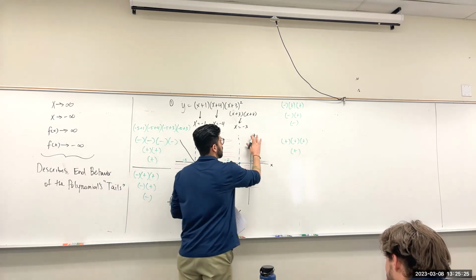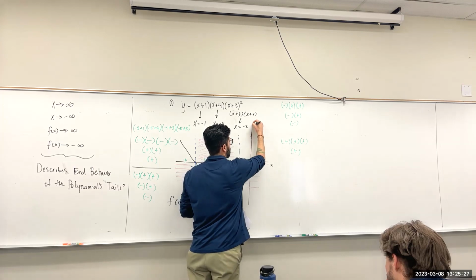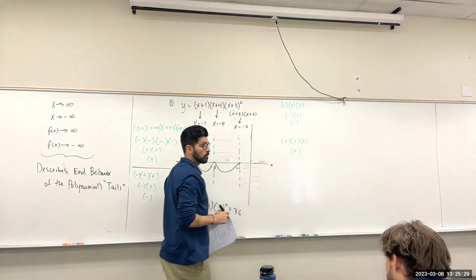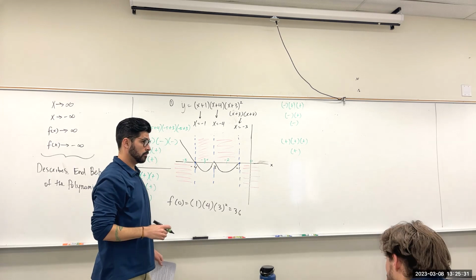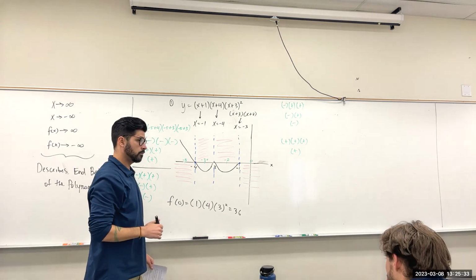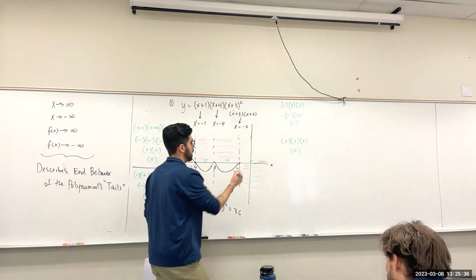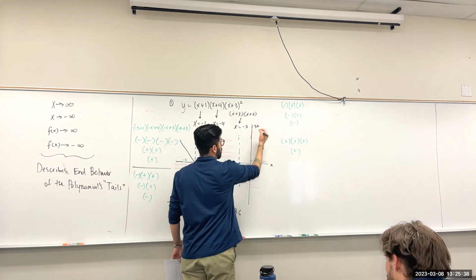Because what I did, I solved for all of them. I plugged in the numbers and got the real number. So I already got 36, because when I did f of 0, it gave me 36. So, you know, the graph has to cross here.